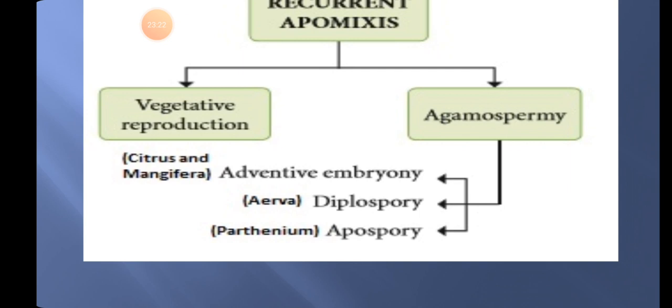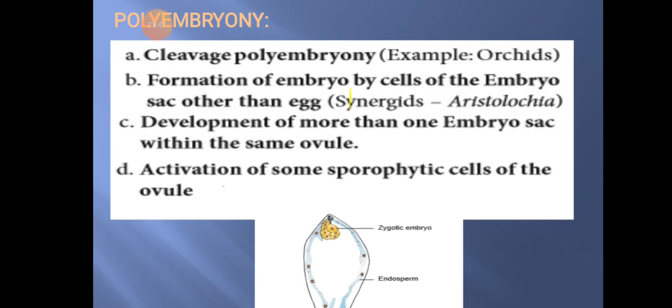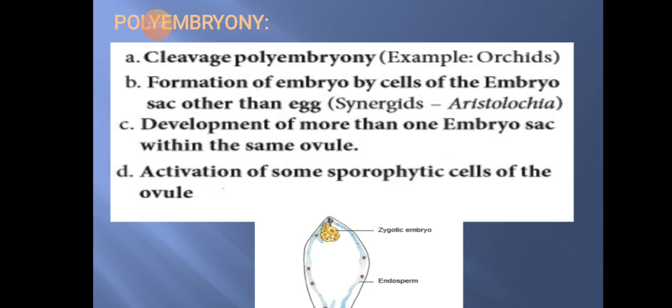Here the meiosis cell division is happening, so four megaspores are formed, but the four megaspores will degenerate. Finally, like the first step of adventitious embryony, from the nucellar tissue only, the embryo is evolved. And at the last, polyembryony, cleavage polyembryony. Polyembryony means more than one embryo is formed at the same time. In cleavage polyembryony, one embryo is cleaved into many, for example, orchids.